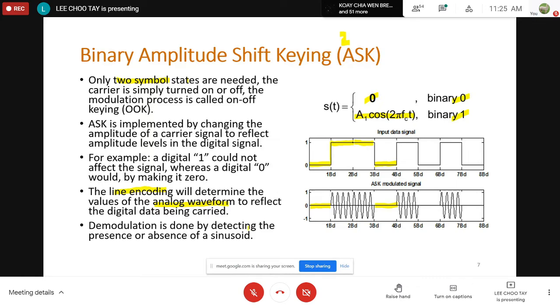All right. And as far as the demodulation is concerned, we actually perform demodulation by detecting the presence and the absence of a sinusoid. So at the receiver, it's very easy. We just see whether there is a carrier signal or not. If there is a carrier signal, that means this is a 1 coming in. If there is no carrier signal, then it means it's a 0 that is coming in. Okay. So very simple detection method.